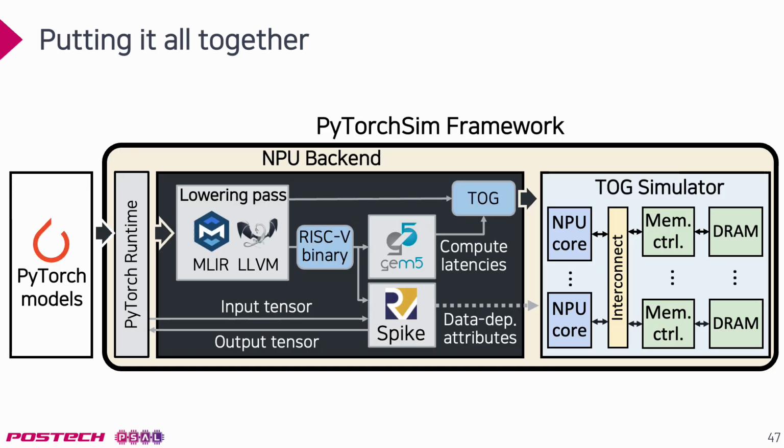So putting it all together, we implement an MPU backend for our MPU model using MLIR and LLVM to generate RISC-V binary and TOG, as well as data-dependent attributes using Gen 5 and Spike simulators. And then the resulting TOG and the data-dependent attributes will be used by PyTorchSim to model the timing aspect of the MPU accurately while achieving fast speed.